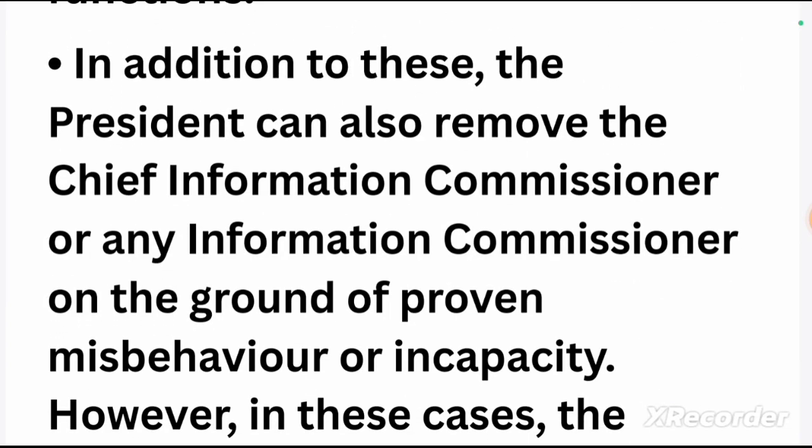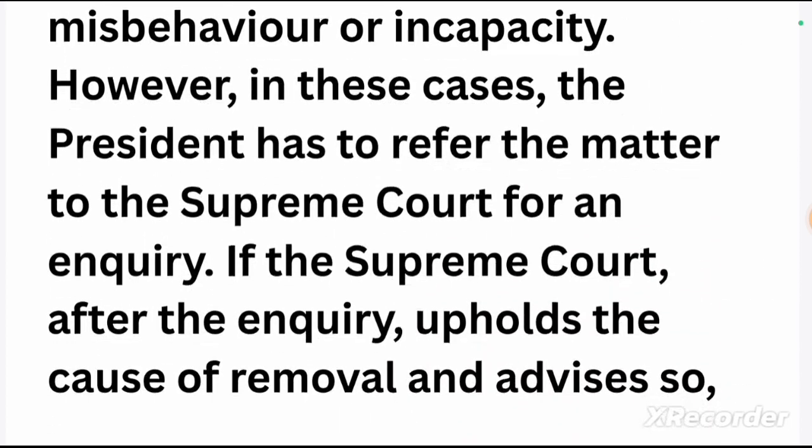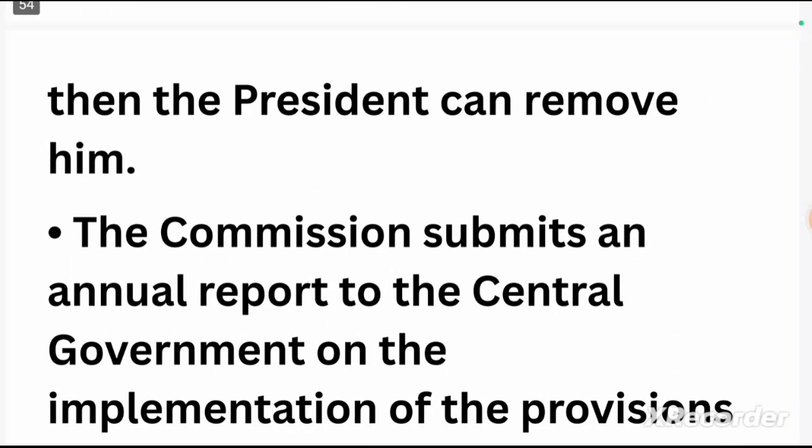In addition to this, the President can also remove the Chief Information Commissioner or any Information Commissioner on the grounds of proven misbehavior or incapacity. However, in these cases, the President has to refer the matter to the Supreme Court for an inquiry. If the Supreme Court, after the inquiry, upholds the causes of the removal and advises so, then the President can remove him.